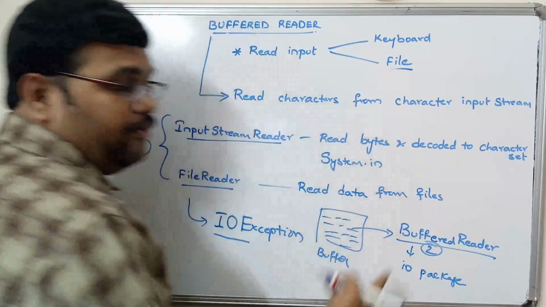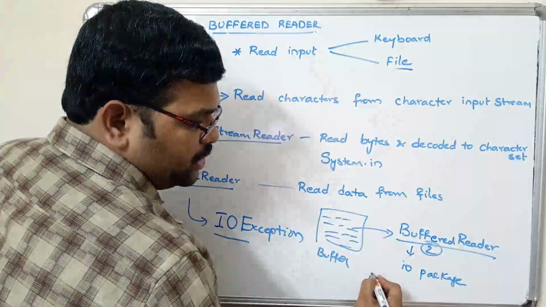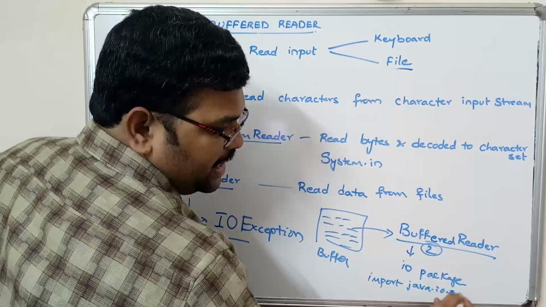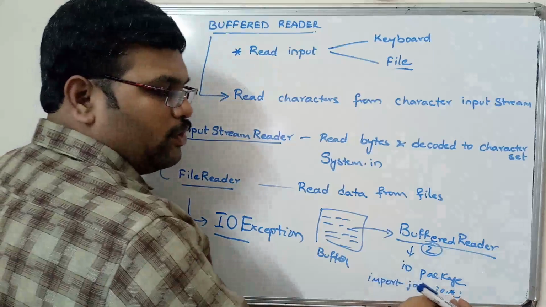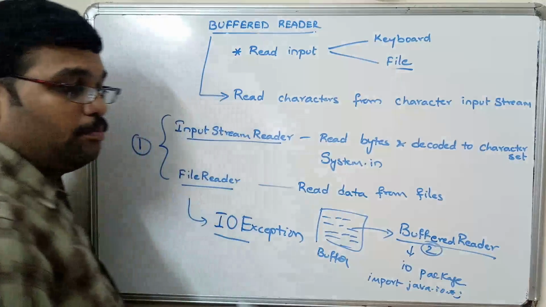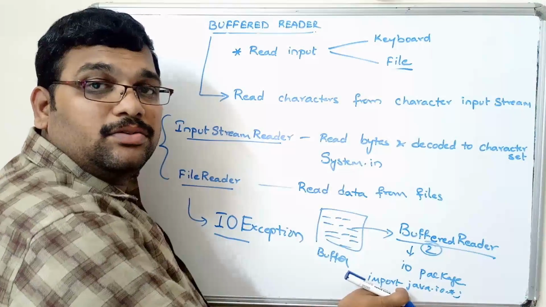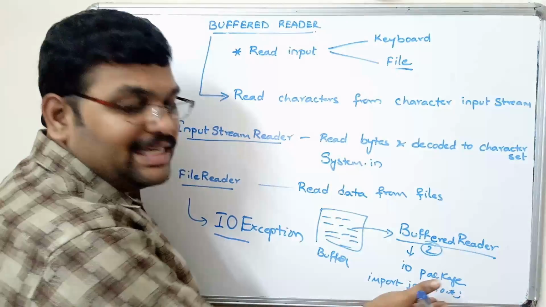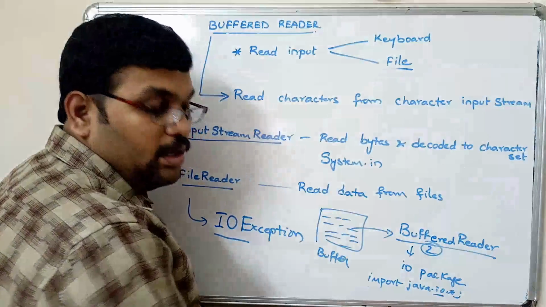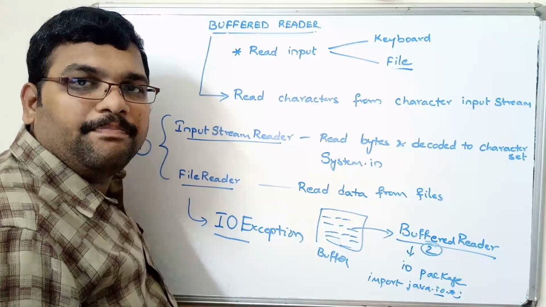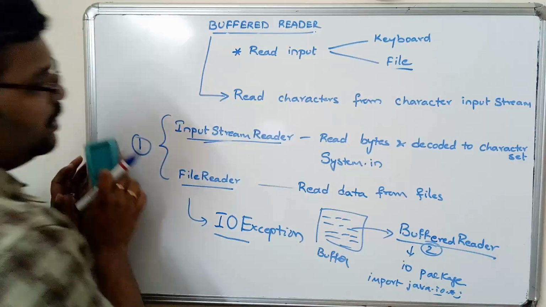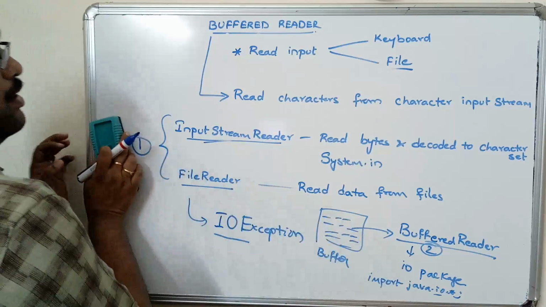If you are implementing this BufferedReader, we have to import java.io.*, or simply we can write java.io.InputStreamReader or java.io.BufferedReader. So both the packages we have to import. Avoiding two statements, we can write it in a single statement: import java.io.*. So whatever classes are available in IO, all the classes can be accessed in our program. Right. So this is the first step and this is the second step. Let us take it.